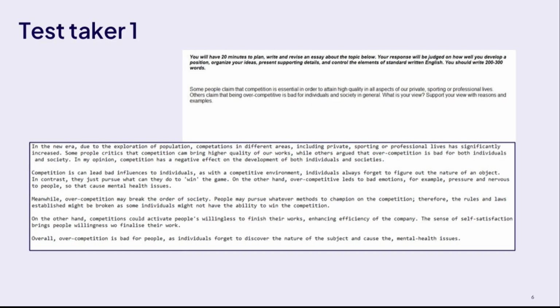This test taker demonstrates adequate communicative skills for this task, showing a clear understanding of the topic and an ability to convey their opinions despite having a limited range of linguistic skills.